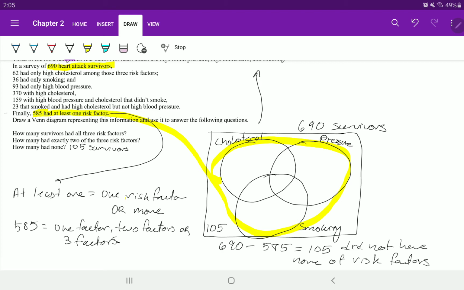Now we can answer the next questions. 23 that smoked and had high cholesterol, did not have high blood pressure. So smoked and had problems with the cholesterol. That is going to be right here, but did not have high blood pressure. This area right here, cholesterol problems, they smoked, but they did not have high blood pressure. That is going to be 23.